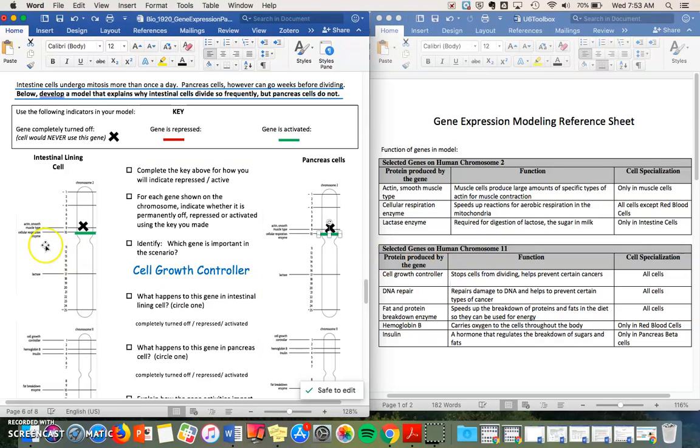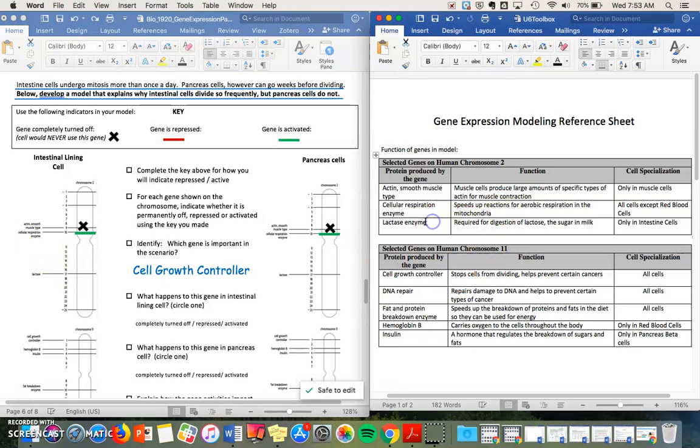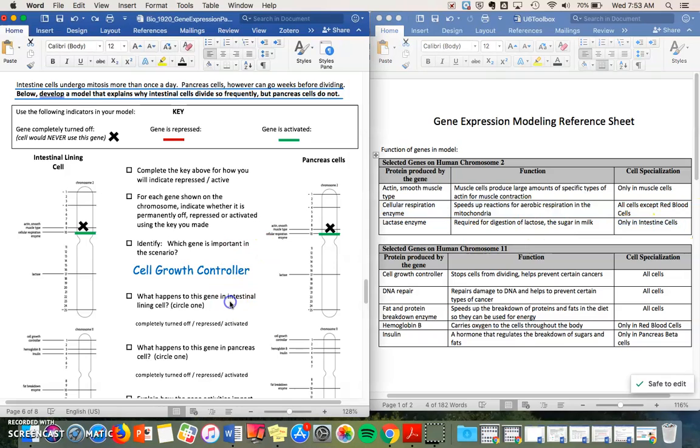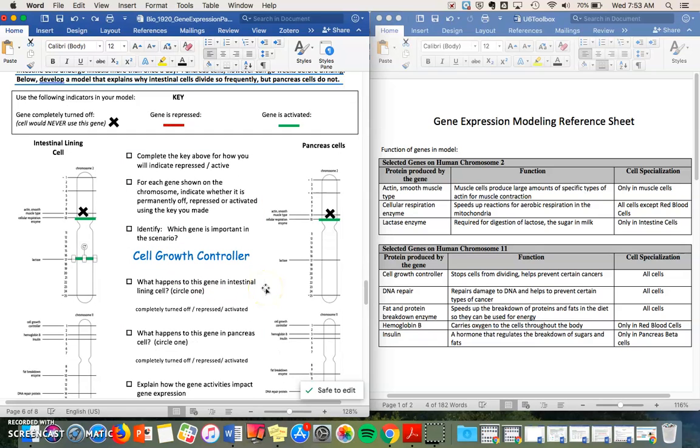Then I'm going to look for lactase, and lactase is that enzyme that helps you digest milk, and it's in your small intestine cells. So I'm going to activate that gene. It should be green. And for my pancreas cell, notice this is a different type of cell, and if it's only in my intestine cell, it's not going to be in my pancreas cell. So it's going to be turned off in a pancreas cell.